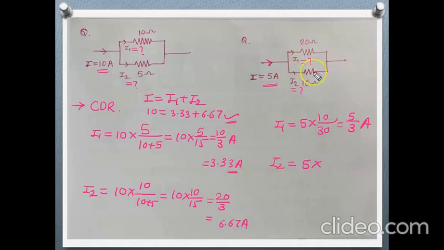Second, I2 is what? Total current 5 into... I2 is the current flowing through this branch, so the opposite will be 20. 20 divided by total resistance 30 is nothing but 10 upon 3 ampere, and the sum of these two will be what? I1 plus I2 equals 5 by 3 plus 10 upon 3, nothing but 15 upon 3, which is nothing but 5 ampere, and here it is 5 ampere. In this way we can find the current flowing through these parallel branches with the help of CDR.